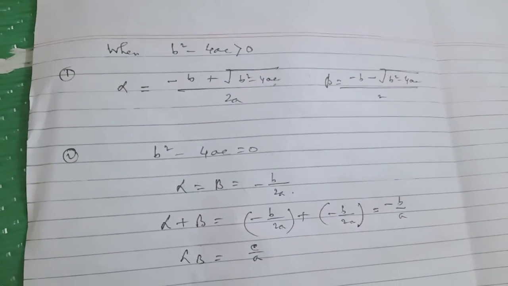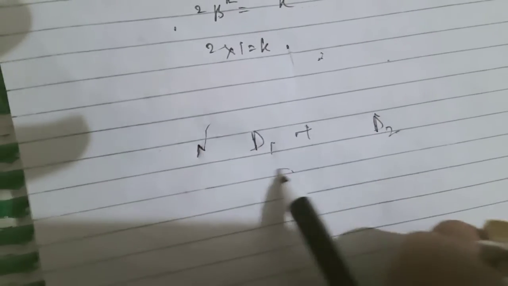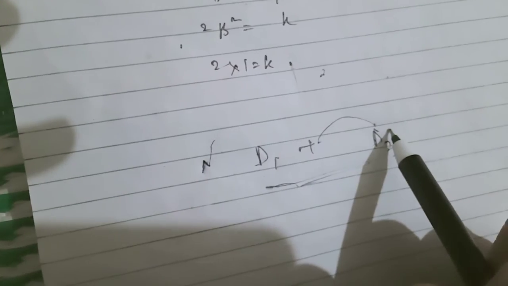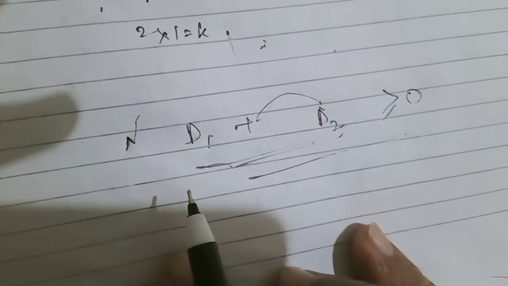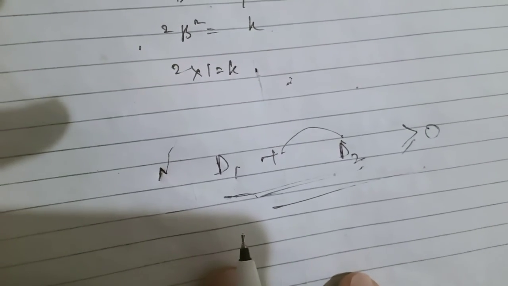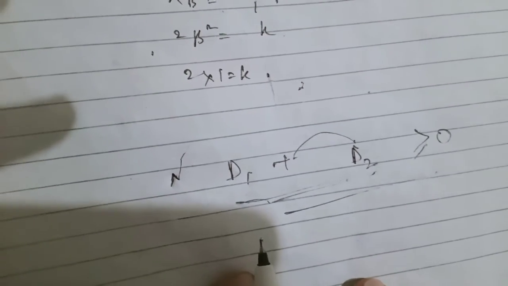Now you should remember that if D1 and D2 are discriminants of two quadratic equations, let us consider two quadratic equations at the same time. Let the first quadratic equation have a discriminant D1 and the second D2. Sum of this, D1 plus D2, discriminant of two quadratic equations, if it is greater than 0, remember this one, then at least one of D1 and D2 must be greater than 0. And if D1 is less than 0, then D2 must be greater than 0. If D1 is greater than 0, then D2 must be less than 0.